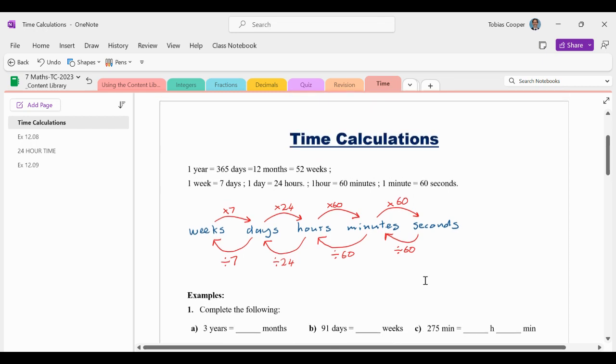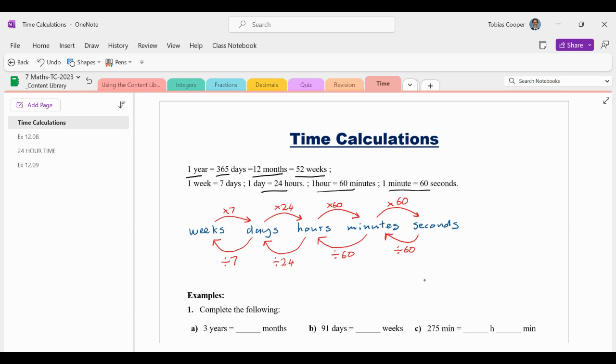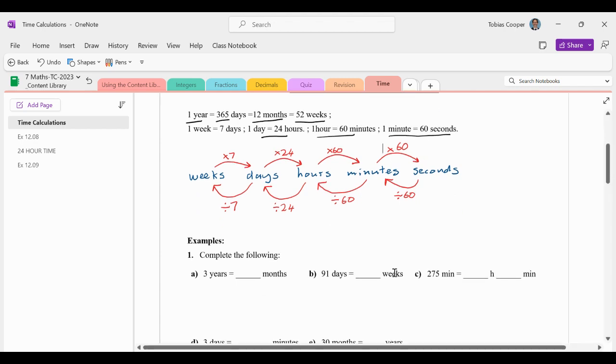Okay, so we're going to look at time calculations now. So just some basic facts. 1 year is 365 days, which is 12 months, which is 52 weeks. 1 week is 7 days, 1 day is 24 hours, 1 hour is 60 minutes, and 1 minute is 60 seconds. Okay, so here's a little diagram to do your conversions for some of those units up there: weeks, days, hours, minutes, and seconds. Let's have a look at the first one.